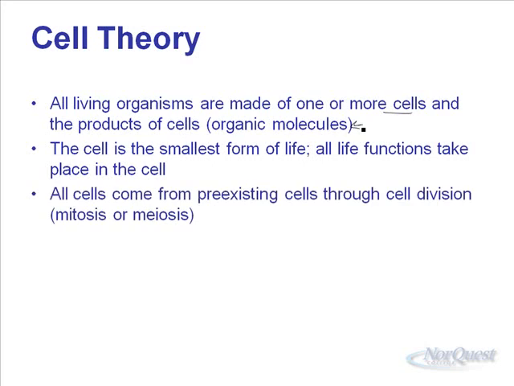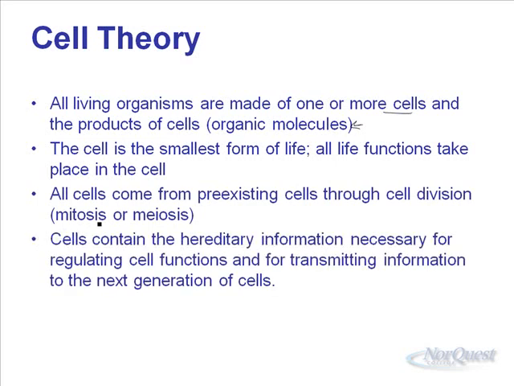All cells come from pre-existing cells through cell division, and there are two types, meiosis and mitosis. Cells contain the hereditary information necessary for regulating cell function and for transmitting information to the next generation. So hereditary material is really about making organic molecules and making new cells.